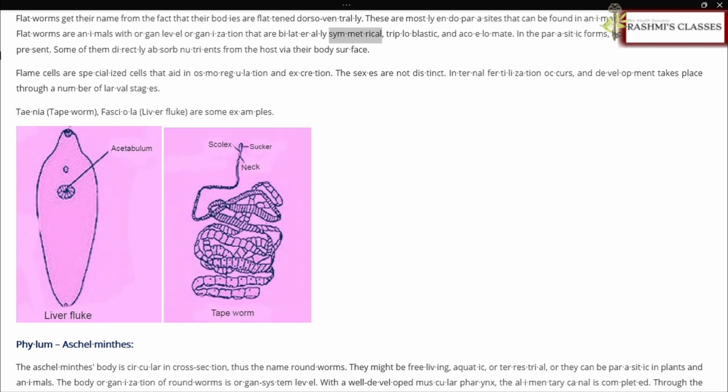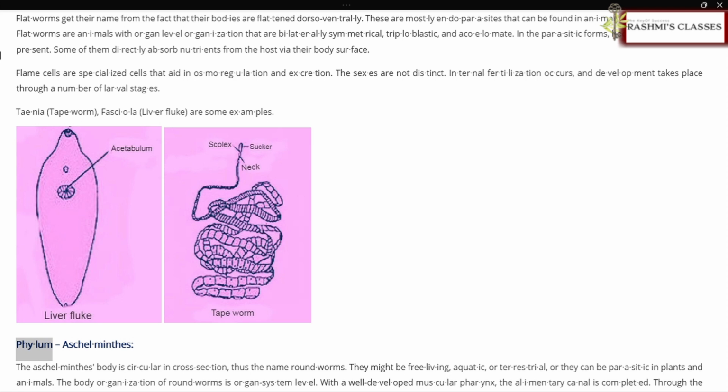In the parasitic forms, hooks and suckers are present. Some of them directly absorb nutrients from the host via their body surface. Flame cells are specialized cells that aid in osmoregulation and excretion. The sexes are not distinct. Internal fertilization occurs, and development takes place through a number of larval stages. Taenia, tapeworm, and Fasciola, liver fluke, are some examples.